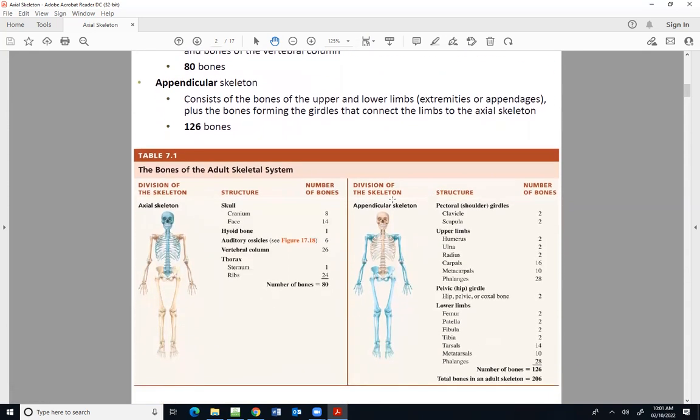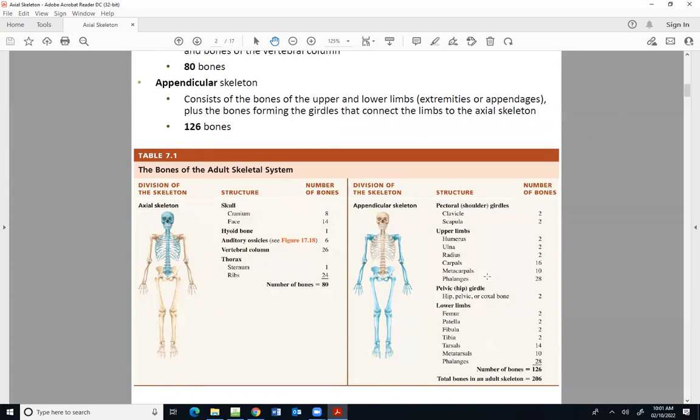And then what we'll get into next week are the bones of the appendicular skeleton, which include the bones of your upper and lower limbs. Also go by extremities and appendages. In other words, we're talking arms and legs, plus what we call the girdles. We have one pelvic or hip girdle that attaches our legs to our spinal column, and then your shoulder girdle includes the clavicle and scapula that help attach our arms to our axial skeleton. Total number there is 126, as I've already mentioned.